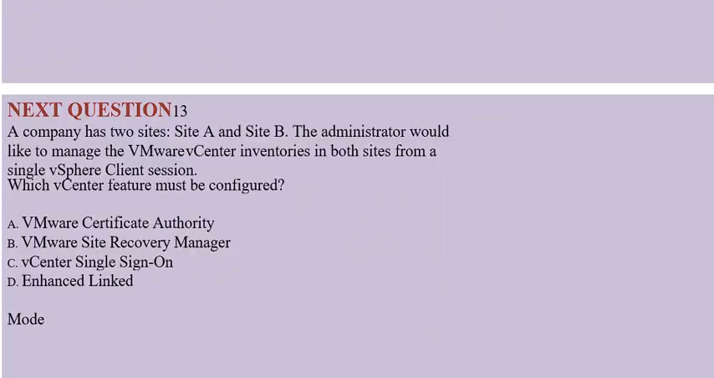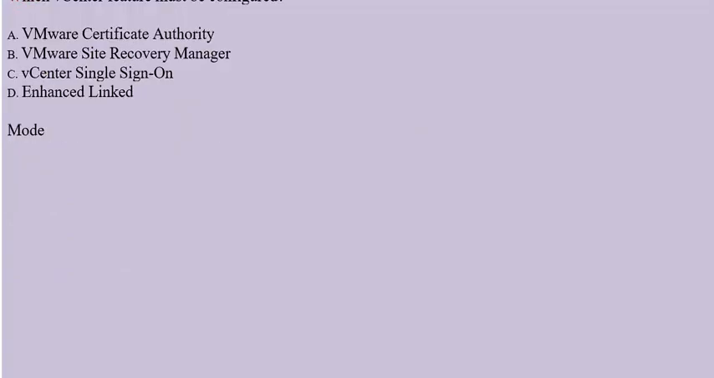Question is, a company has two sites, Site A and Site B. The administrator would like to manage the VMware vCenter inventories in both sites from a single vSphere client session. Which vCenter feature must be configured? Option A, VMware Certificate Authority. Option B, VMware Site Recovery Manager. Option C, vCenter Single Sign-On. Option D, Enhanced Linked Mode. Correct answer is option D.